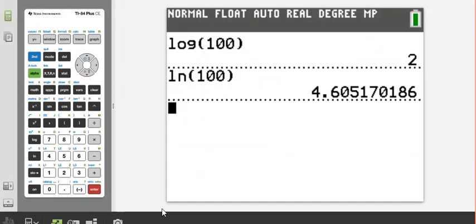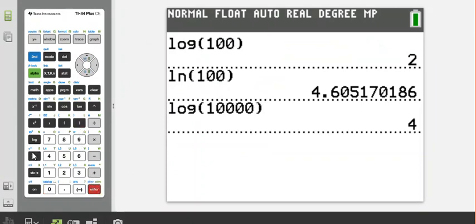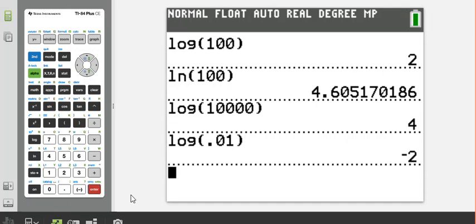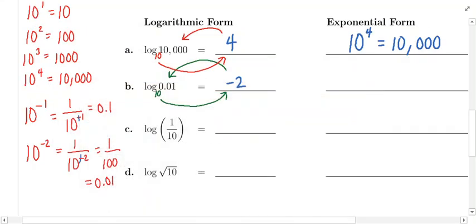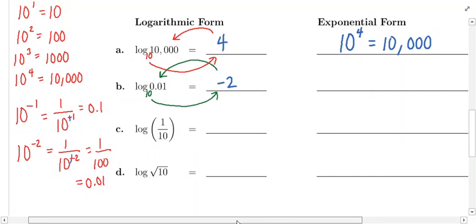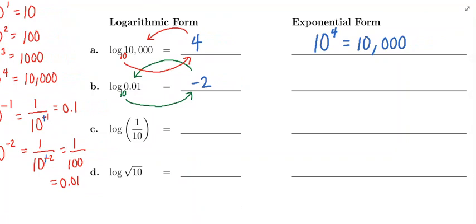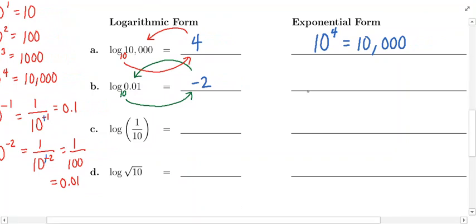You could check yourself on the calculator on both of these that we've done. Log of 10,000, that's 4. Log of 0.01, that's -2. So yes, you can do these on the calculator, but you really should understand what a logarithm is. So -2 is the answer here. If we had to translate this statement into exponential form, just state what we did. If you take the base and raise it to the -2 power, you're going to get 0.01.